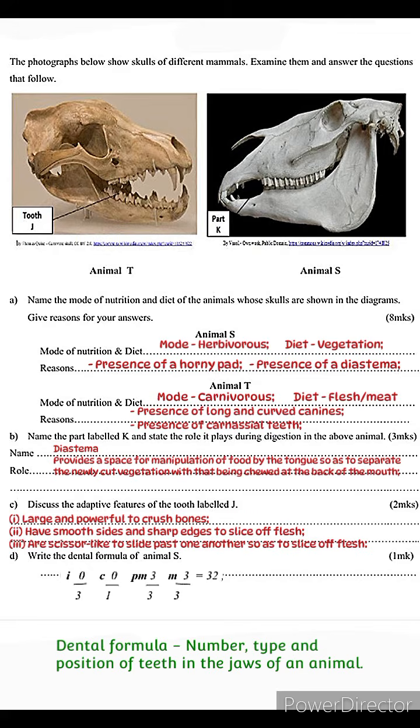Now let's look at the canine. Again, there are no canines on the upper jaw as represented by the 0. What about on the lower jaw? We have 1 canine on one side of the jaw. So a total of 2 canines.